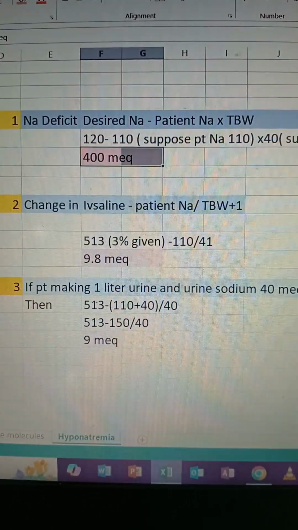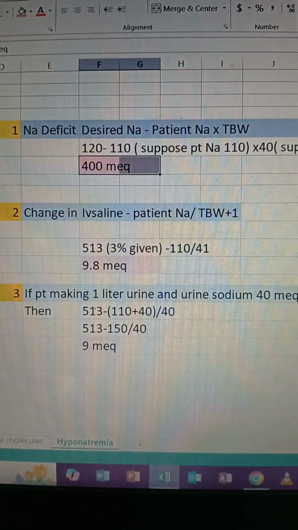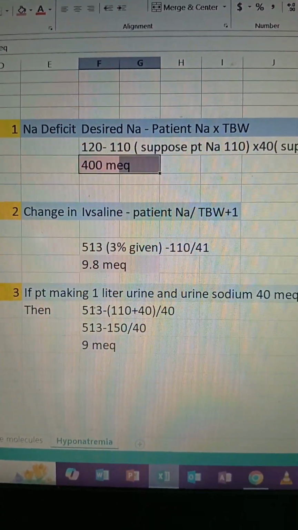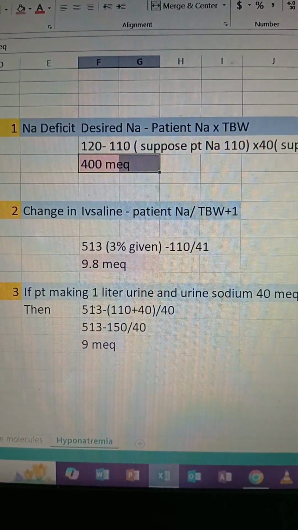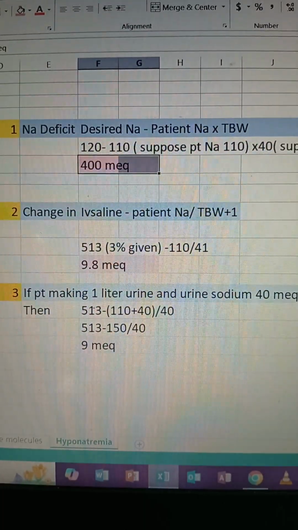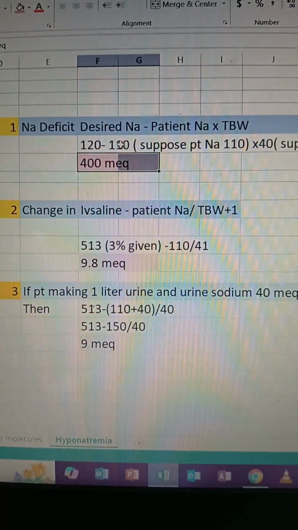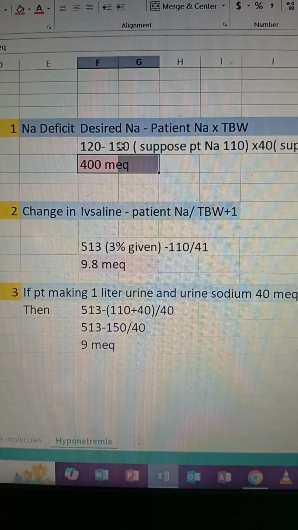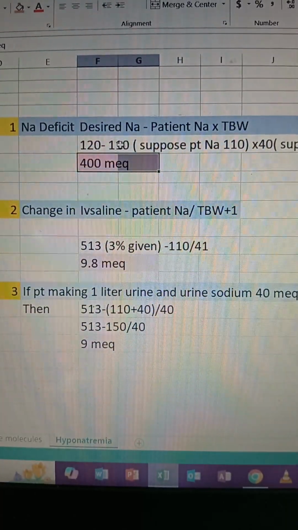This is Dr. Shoukat, and today we are going to discuss a little bit about a very commonly encountered situation in the ward and HDU, regarding hyponatremia. Take an example: if a patient has presented with or been admitted with a serum sodium of 110, here you can see in the first example where we want to get the sodium deficit.